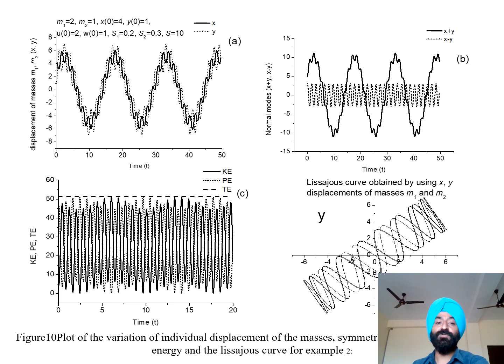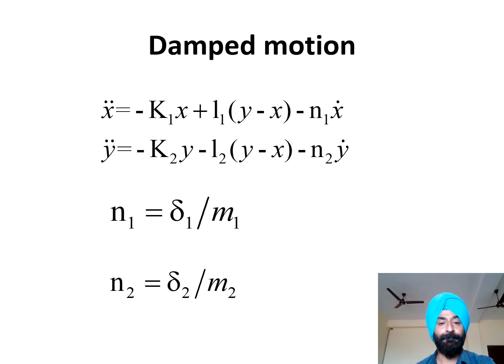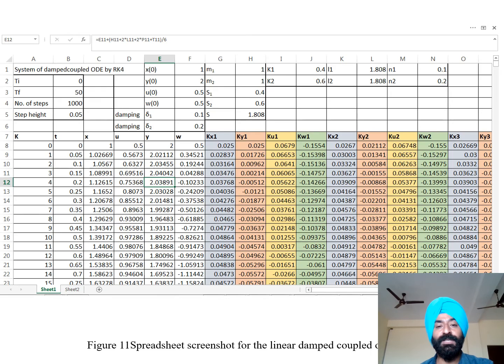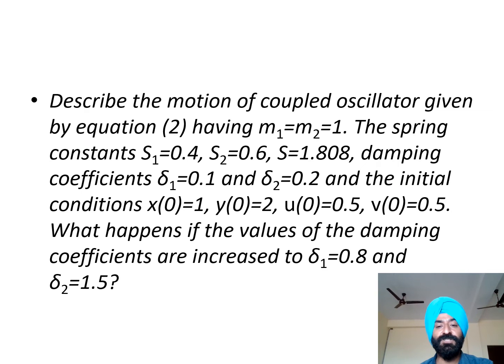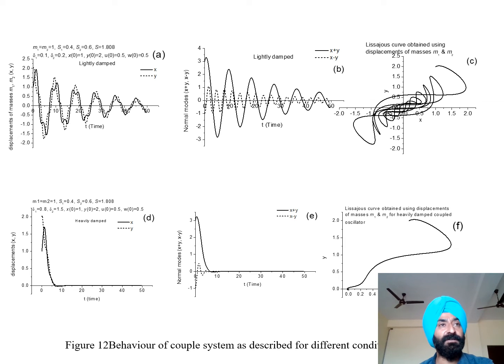Now next one represents the strongly coupled system, when the capital S value is 10. So the motion of the two masses will be almost the same. You can draw the normal modes, variation in energy, and Lissajous curve easily. Then you include the damping in this one. When you include the damping, you organize your sheet, solve the Runge-Kutta coefficients, and you can plot.